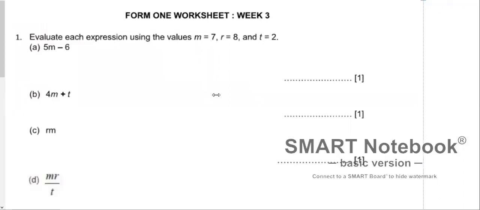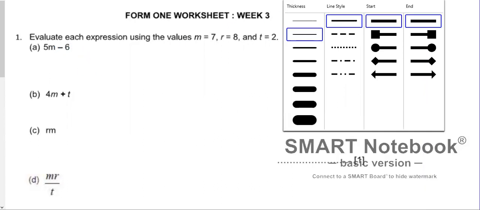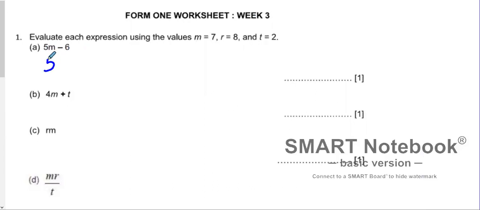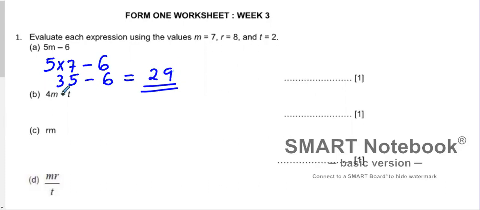We have question number 1 here. Question number 1 says, evaluate each expression using the values M is 7, R is 8, T is 2, and we are given this expression here, which is 5m minus 6. Now 5m minus 6 means 5 times m, which is 7, minus 6. Before you subtract, you have to multiply. 5 times 7 is 35. When you minus 6, this will give you somewhere around 29. See that? So 9 plus 6, 15, carry 1 plus 2, 35. So the answer here will be 29.